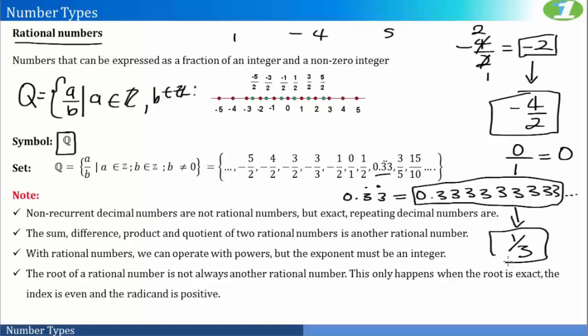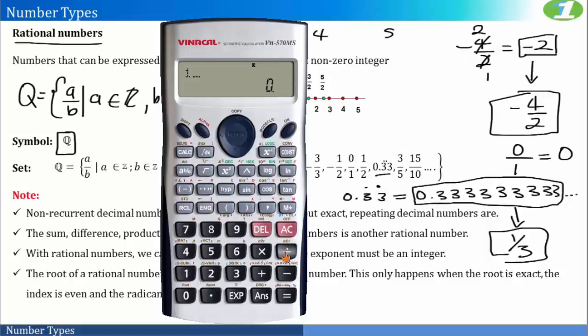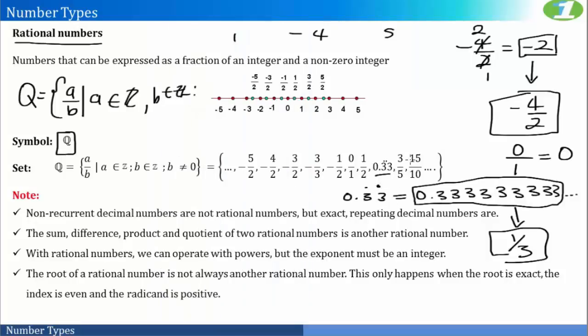If you were to put 1 divided by 3 into your calculator, you'd get 0.333 all the way out to infinity. So this is a rational number as well. Now, we'll end this list by looking at 3 upon 5, 15 upon 10, which is the same thing as 3 upon 2. And this can go on forever. So the take-home message here is that a rational number is nothing more than a number that can be written as a fraction. Once that number can be written as a fraction, then it is rational.